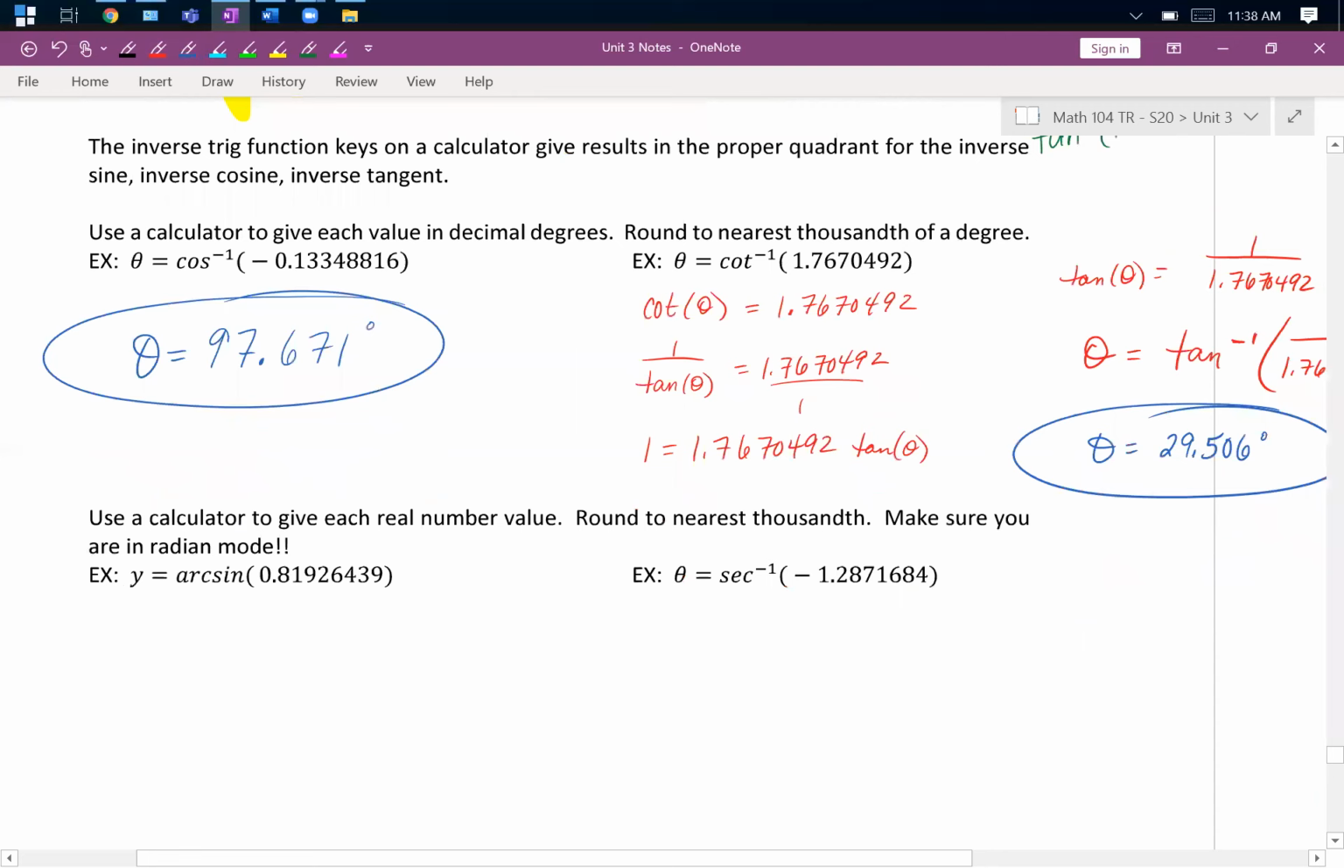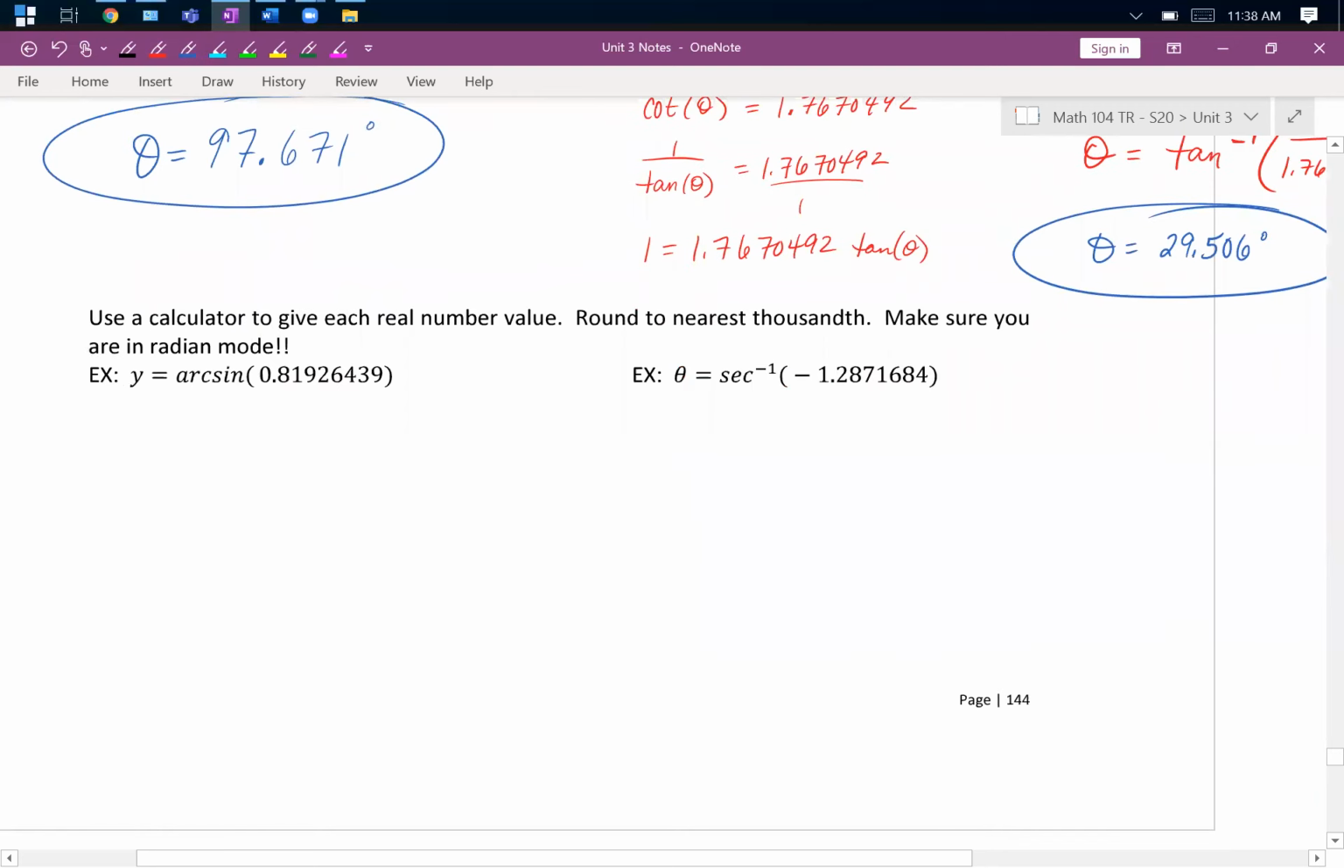All right, so let's use a calculator to give each real number rounding to the nearest thousandth. y equals arcsine of 0.81926439.